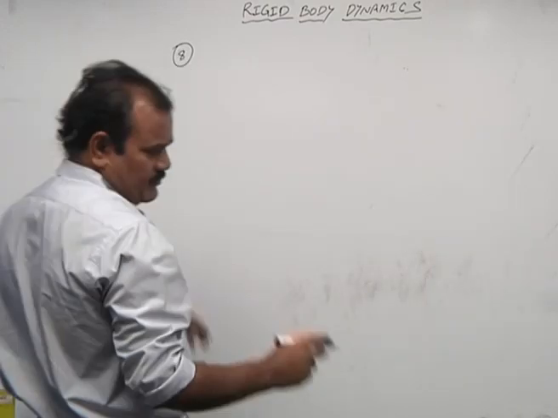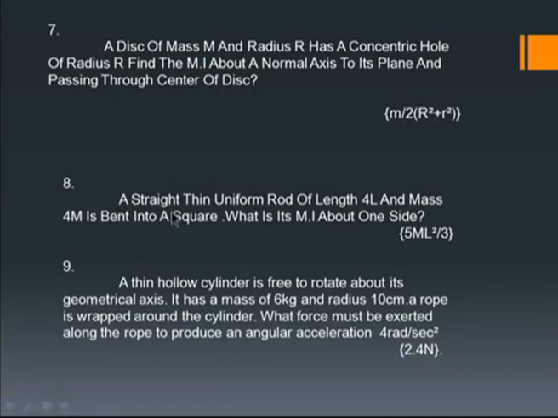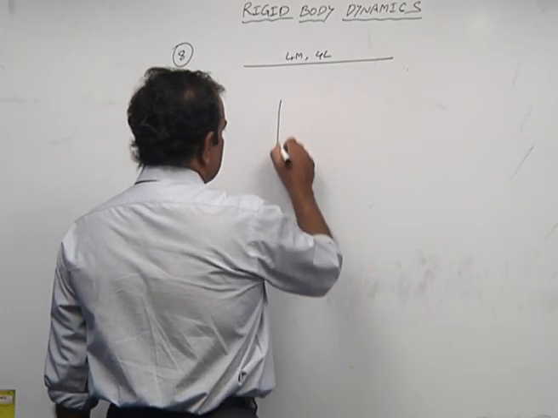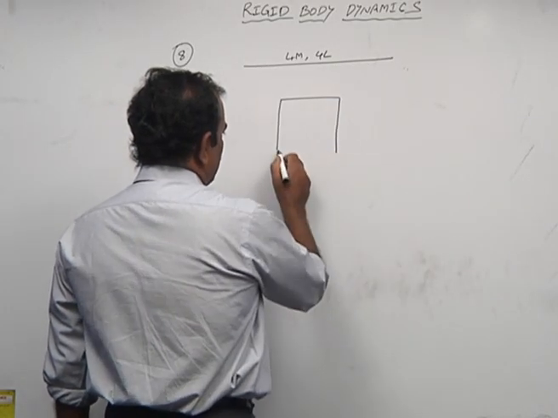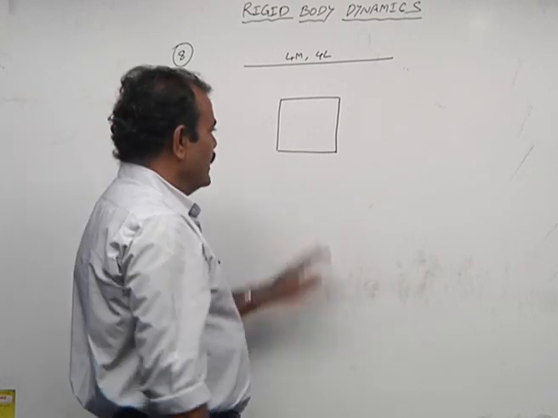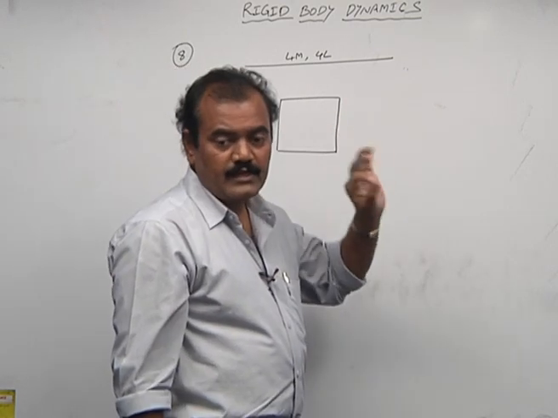So it is a simple problem only. Now in this case, it is a straight thin uniform rod of length 4L and mass 4m. So that's why this is the thin uniform rod of mass 4m, and again the 4L is here. Next it is bent into a square. What is the moment of inertia about one side? So then you have to understand, it is not the lamina. It is not the plate or the lamina.